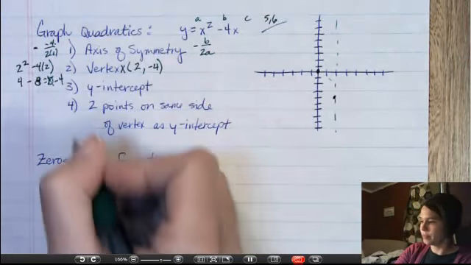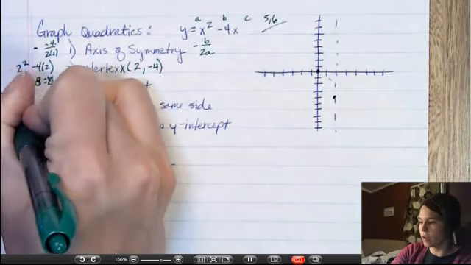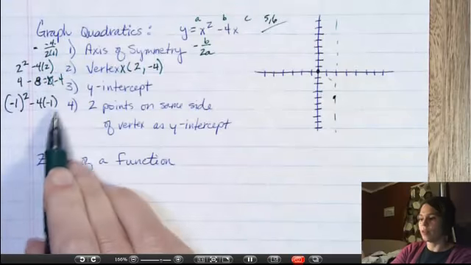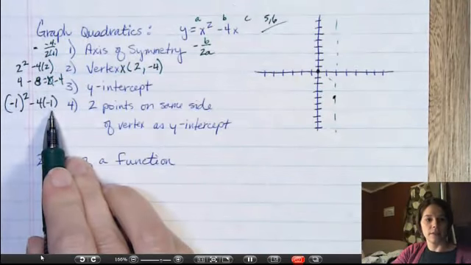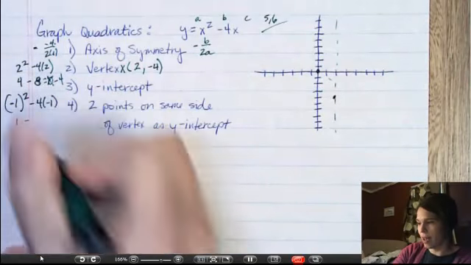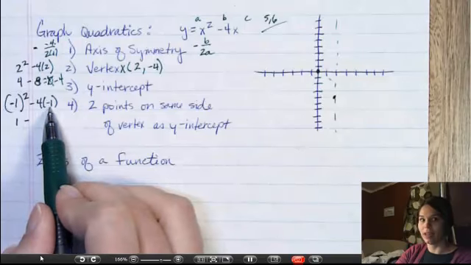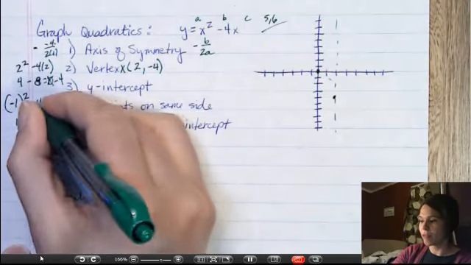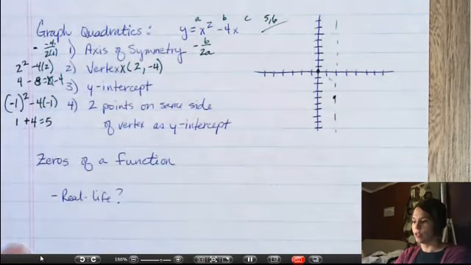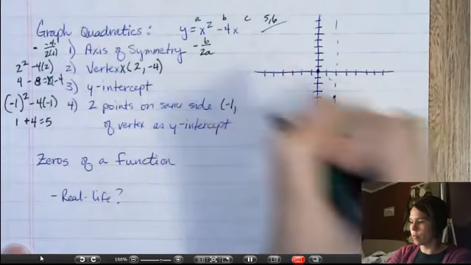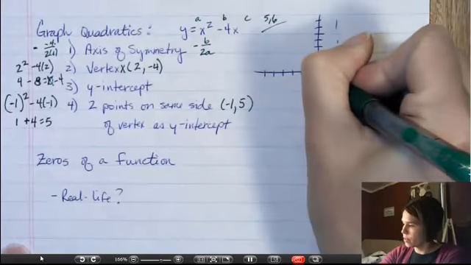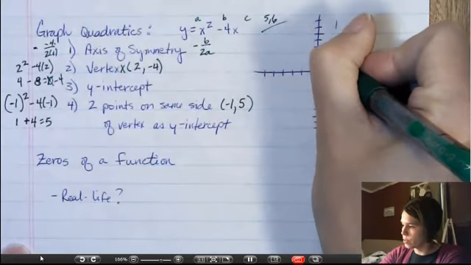Let's do -1. So my other point I'm going to pick is (-1) squared minus 4 times (-1). It's important always to put that in your parentheses. -1 squared is 1. Minus 4 times -1 is -4, but I've got 2 negatives, which makes it a positive. So that's 5. So I picked the point -1 for my x, and when I plugged it into my equation, I got 5 out. So (-1, 5). 1, 2, 3, 4, 5.